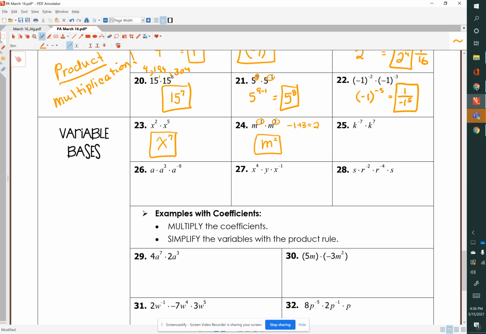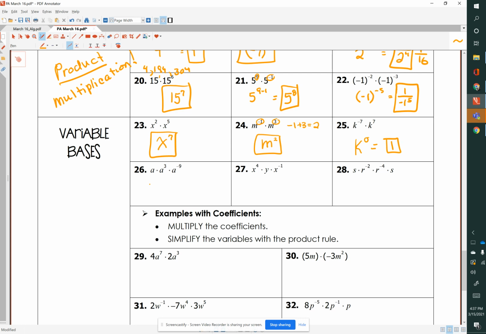So try 25, 26, 27, and 28, and then come back and check in the video. Meanwhile, I will work on them. So we have k to the negative 7th power times k to the 7th power. That would equal negative 7 plus 7, which is k to the 0 power. Anything raised to the 0 power equals 1.